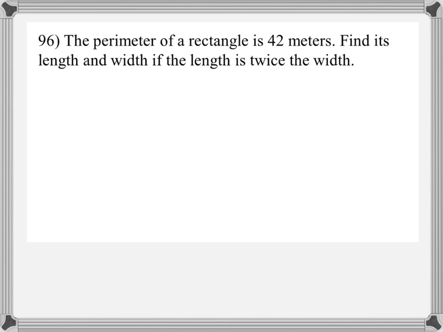Okay, let's look at one more word problem. The perimeter of a rectangle is 42 meters. Find its length and width if the length is twice the width. Okay, in a problem like this, I would start off by trying to picture the problem and drawing a rectangle. So here's my rectangle. Okay, we know that the perimeter is 42. We know that the length is twice the width.